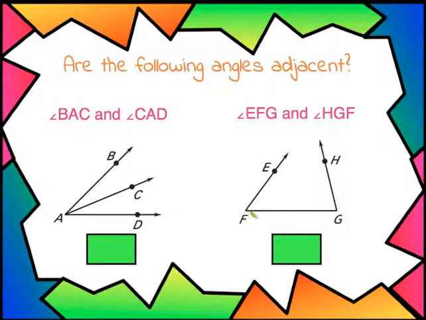Because if you remember, a ray has an endpoint and then goes forever in one direction. So for angle EFG, the ray starts at F and goes forever this way. But on the other angle, it starts at G and goes forever this way. So even though they share a side, they do not share a ray. So the starting point matters.